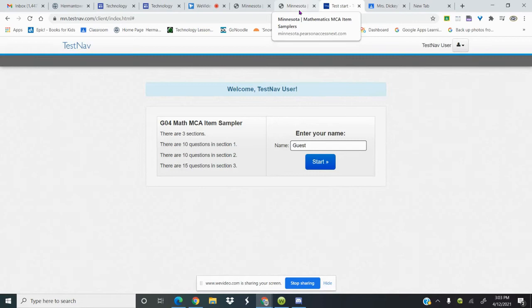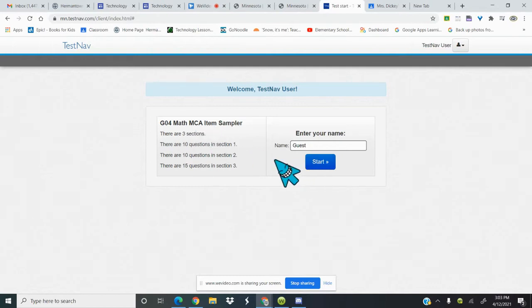There we go. There's 3 sections in the item MCA sampler. So I just press sign in. It takes you to guest. You do not have to type in your name here. Just keep it as guest. There are 10 questions in the first section, 10 questions in the second section, and 15 in the third section.